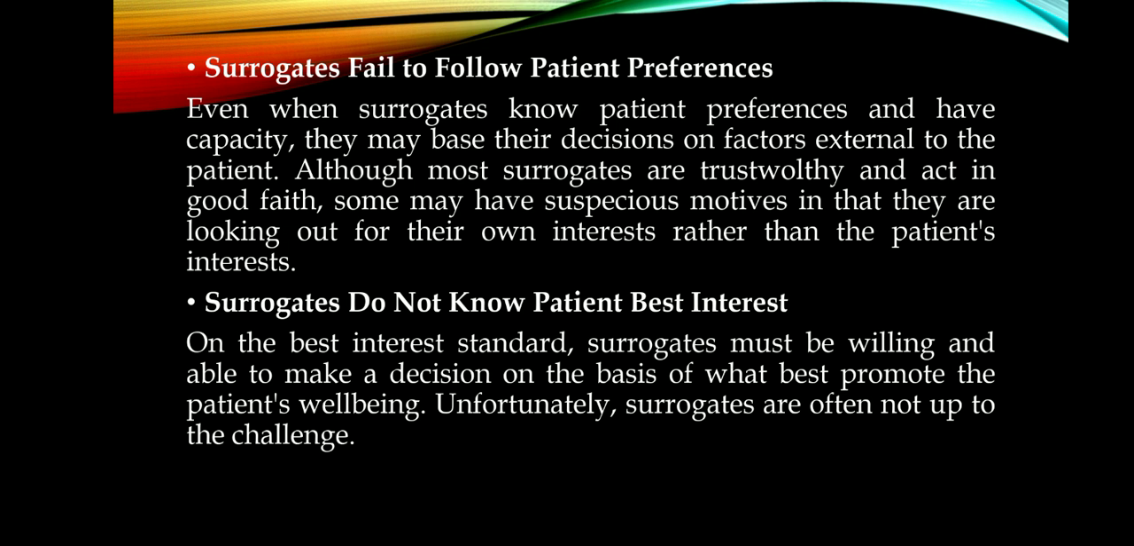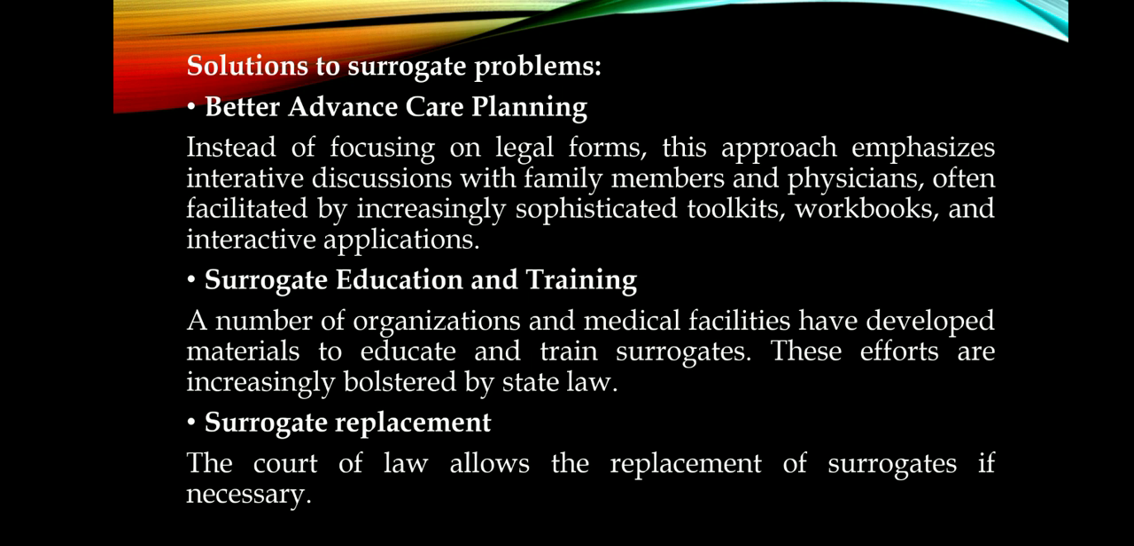Here, in case the surrogates have any suspicious motive, family members, when they have a conversation with the surrogate, can identify these suspicious motives. Or surrogates do not know the patient's best interest. Not having a clear idea about different treatments, or which is beneficial, can be solved with the help of discussion with the family members, because there may be someone who is in a position to suggest a better treatment for their clients. That is the first one.